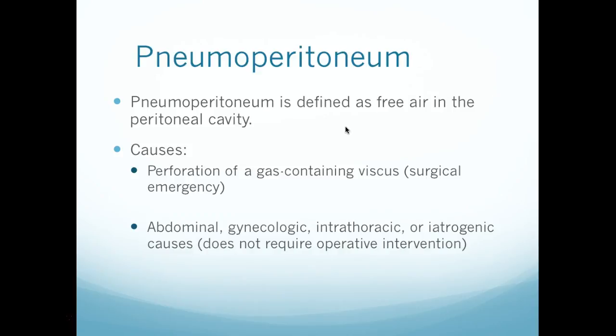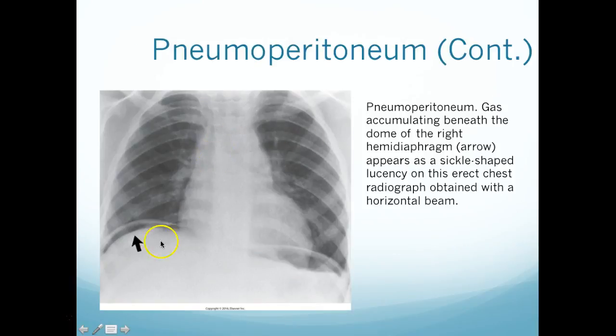You need to get a good history so that you can tell the radiologist what's going on. This is what it looks like. It's just free air under the diaphragm. So we've seen this before. It's really important that you get a horizontal beam with the patient all the way up. If not, you need to do a decubitus.